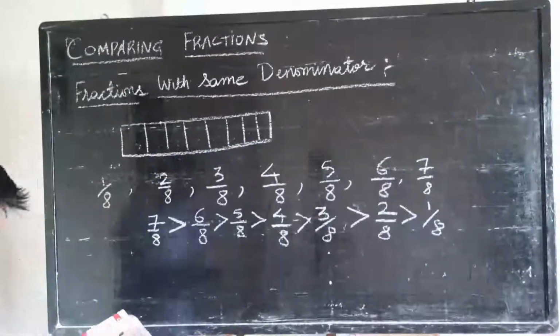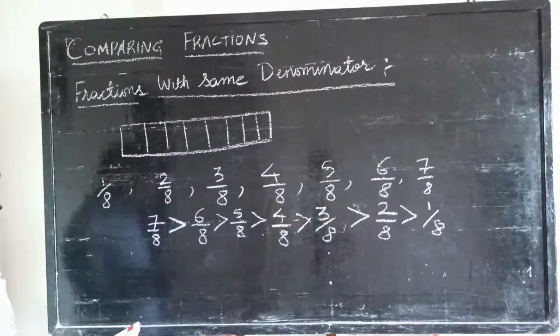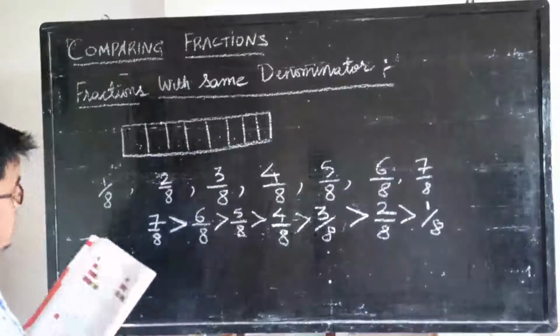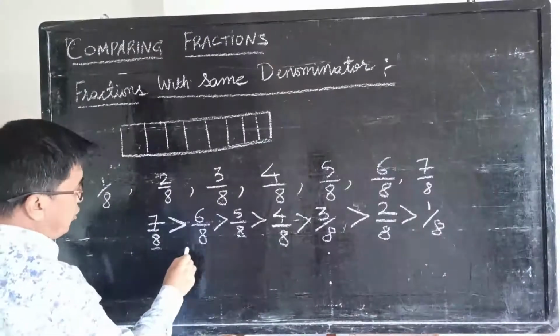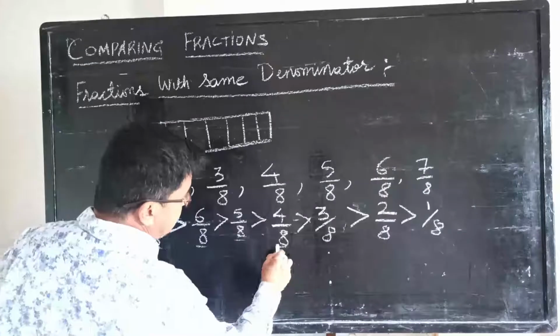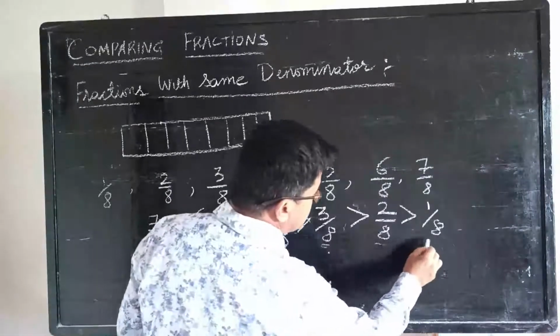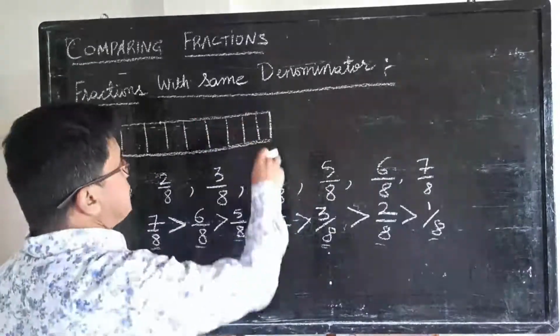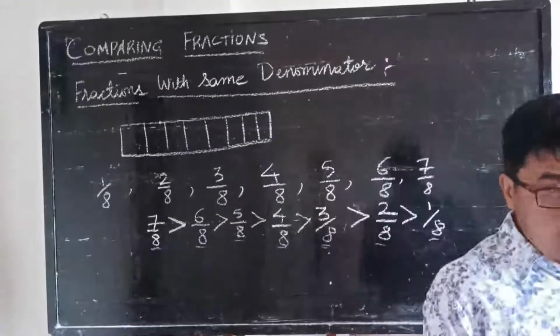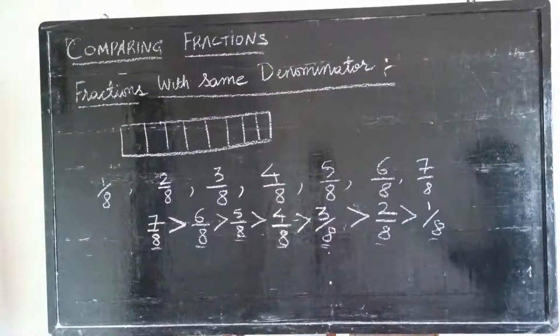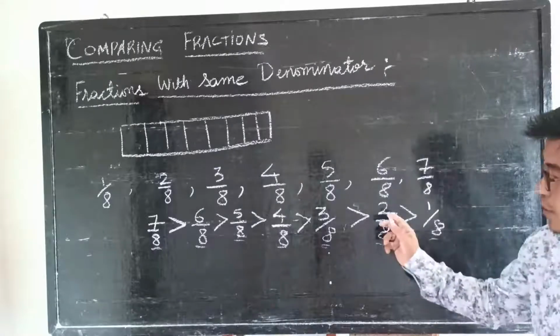Now this is a fraction with the same denominator. All the 8s are the denominator. So when the denominator is the same in all the fractions, the bigger the numerator, the bigger is the fraction.